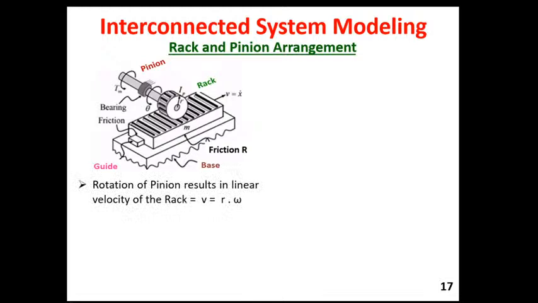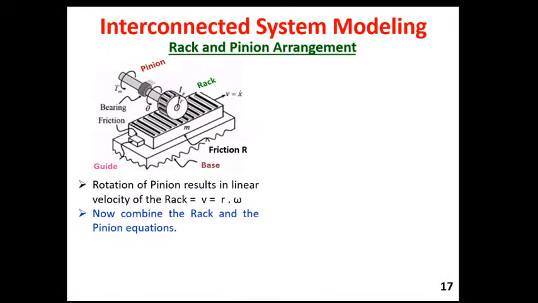Rotation of the pinion: we know that velocity is r into angular velocity. This is the main formula which explains the system. Rotation of the pinion results in linear velocity of the rack. So rack velocity is linear, given by v. Pinion velocity is circular, given by omega, and the pinion head has radius r. So linear velocity v is equal to radius multiplied by angular velocity, so v is equal to r into omega.